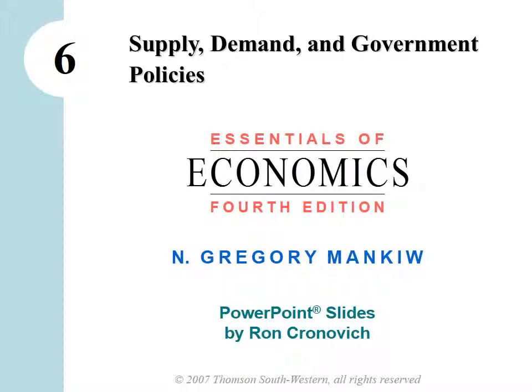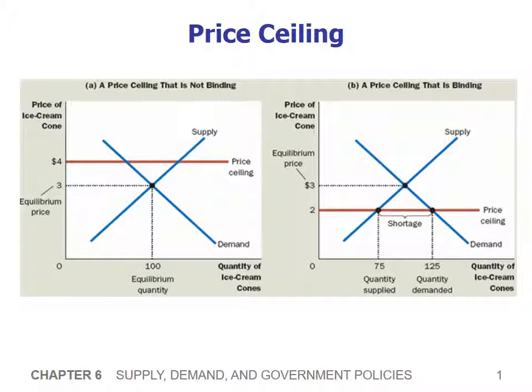In this chapter, we'll study government intervention in the product markets through both price controls and taxation. The first tool that governments can use to influence the market outcome is price ceiling. Price ceiling imposes the maximum amount to which a price of a good or a service can rise.